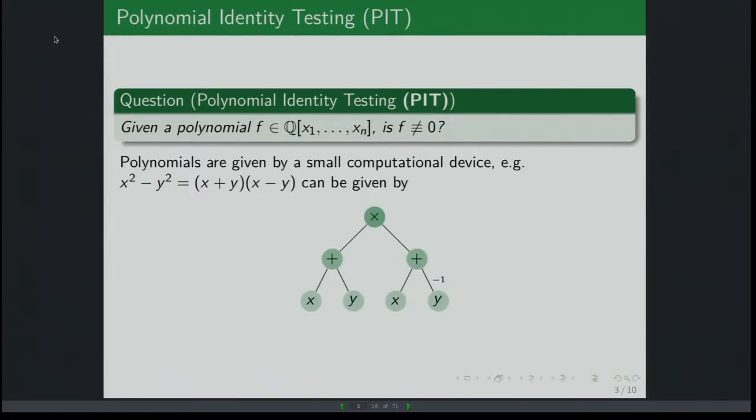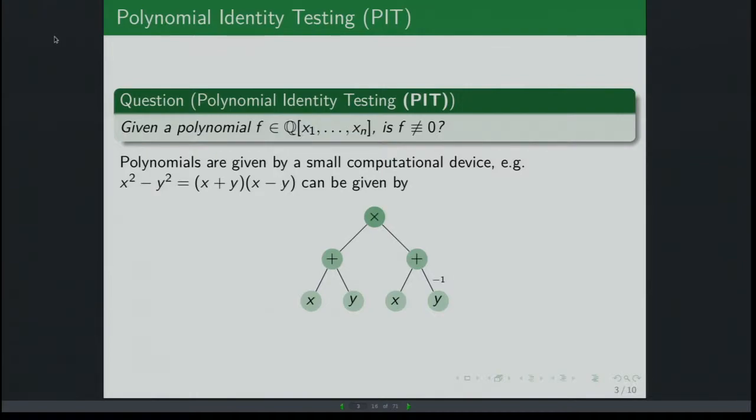So this is a tree. You have variables at the bottom. You have scalars from your field. You have addition and multiplication. And if you have an object like this, this naturally computes some polynomial. So I could have formulas like this and send one to you via email. You'd be getting a polynomial. You want to know, did you get some non-trivial email? Did I send you a zero polynomial or not? That's the polynomial identity testing question. Okay, so this is the question.